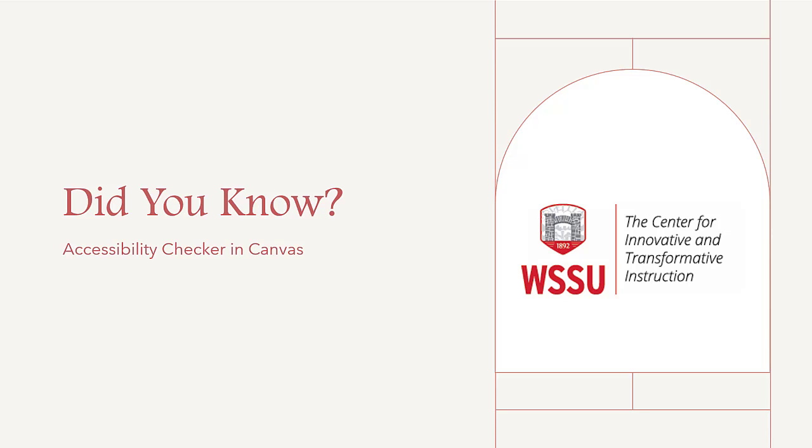In this tutorial, we'll look at the accessibility checker in Canvas. Accessibility guidelines help us ensure that the content we create is usable by the widest possible audience, inclusive of those with a variety of disabilities, including visual, auditory, cognitive, and motor disabilities. Did you know that the accessibility checker in Canvas can identify barriers in your Canvas content and provide guidance for solutions? Let's take a look.